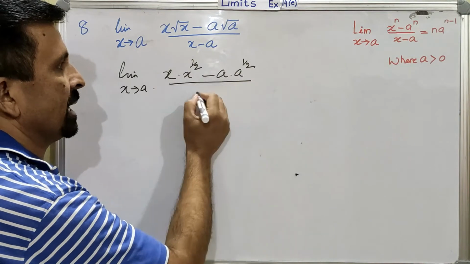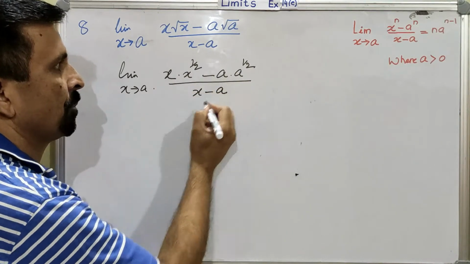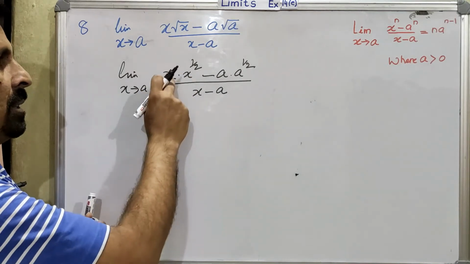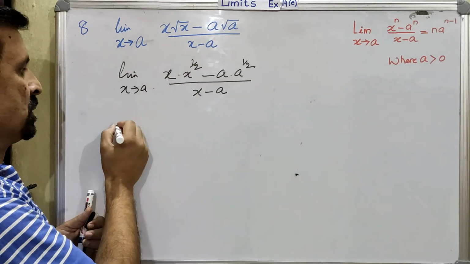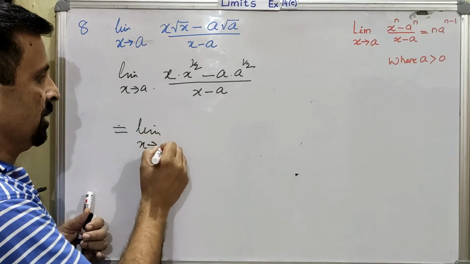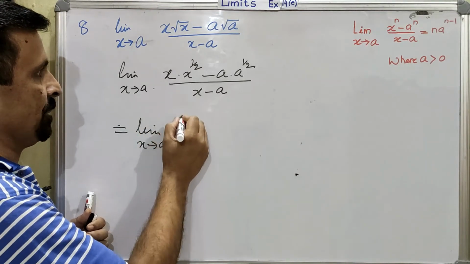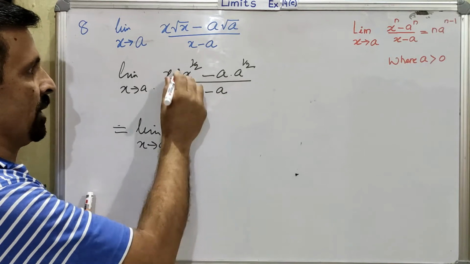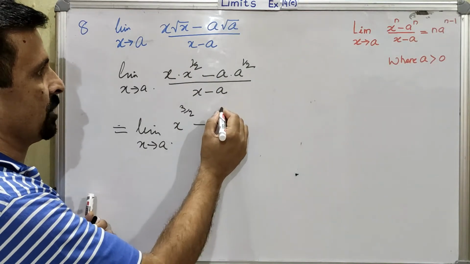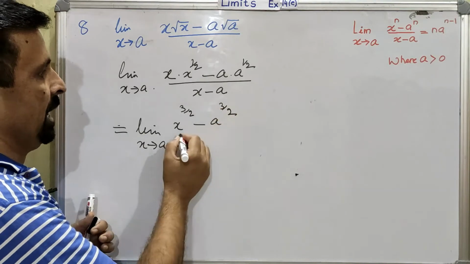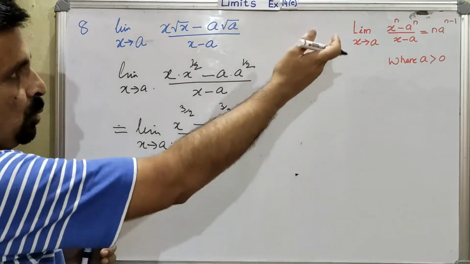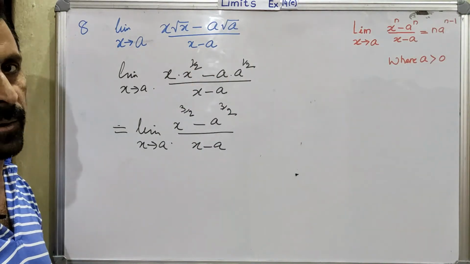And then the denominator is x minus a. Am I clear? Now we can apply the product rule. The bases are the same, so the powers can be added. So this next step becomes limit x tending to a, x to the power 3 over 2. When you add 1 by half, it will become 3 over 2. This will become a to the power 3 over 2, and then the denominator x minus a. So by doing this simple task, we have changed this into the required format.